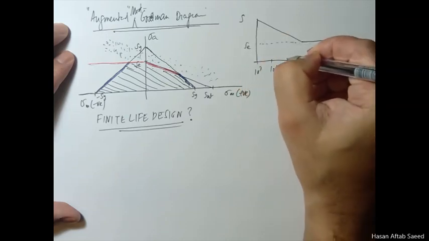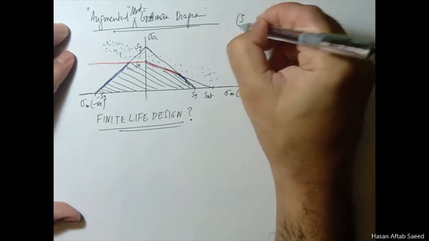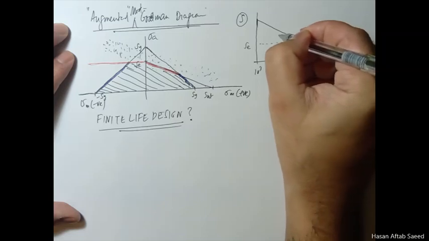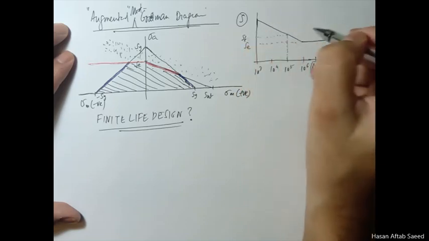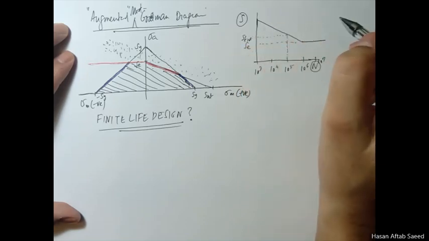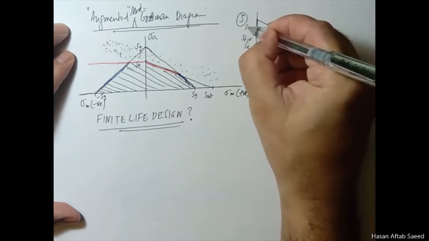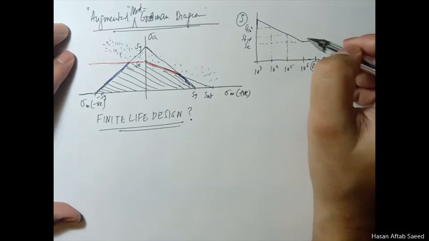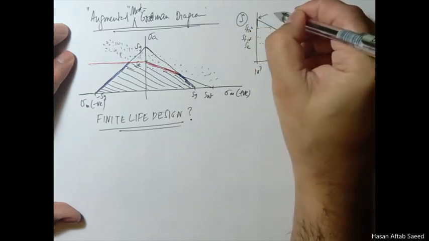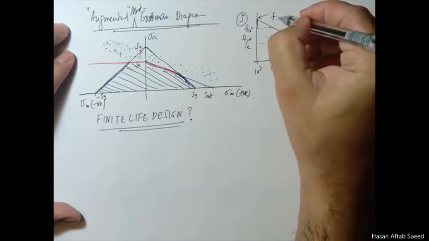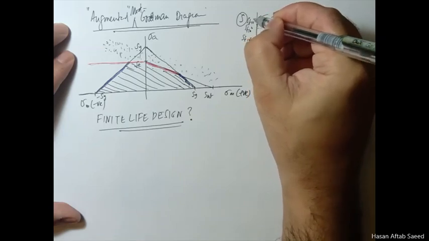But if we talk about not infinite life but a life of 10 raised to power 5, this is N, this is S. So this stress, this is the fatigue strength SF. Let's call it 10 raised to the power 5. What about 10 raised to the power 4? This is the fatigue strength of 10 raised to the power 4. And 10 raised to the power 3, obviously, you know what that is. That is SUT, and you can again call it S at 10 raised to the power 3.